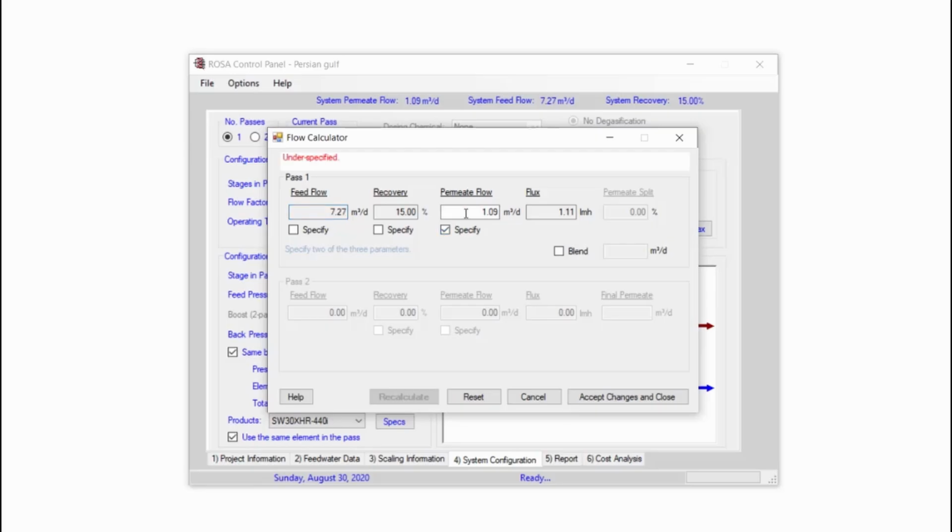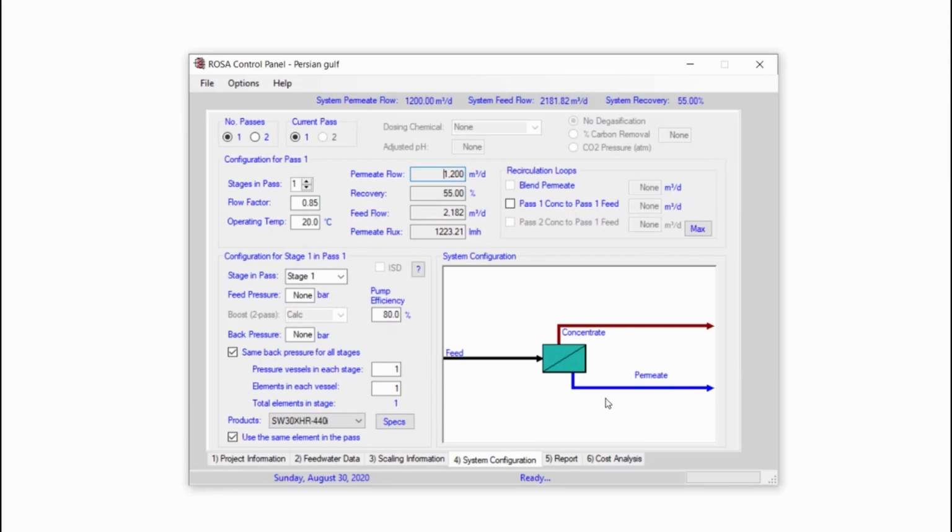The permeate flow in our case is 1,200 cubic meter per day, and the recovery is 55%. Then recalculate and accept changes and close. Now you have this information in the system configuration page.